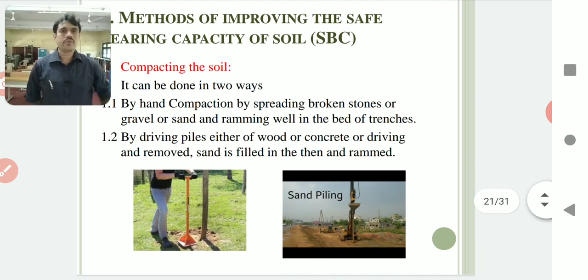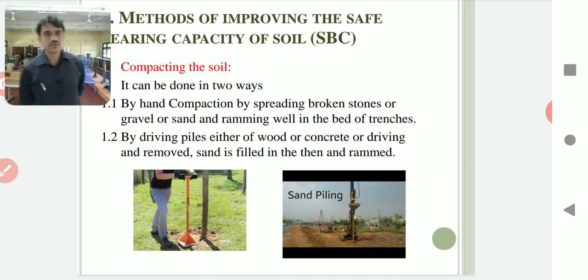So this is very, very important. What we have studied now is very, very important. Recall how we obtained safe bearing capacity of the soil by the plate load test method.